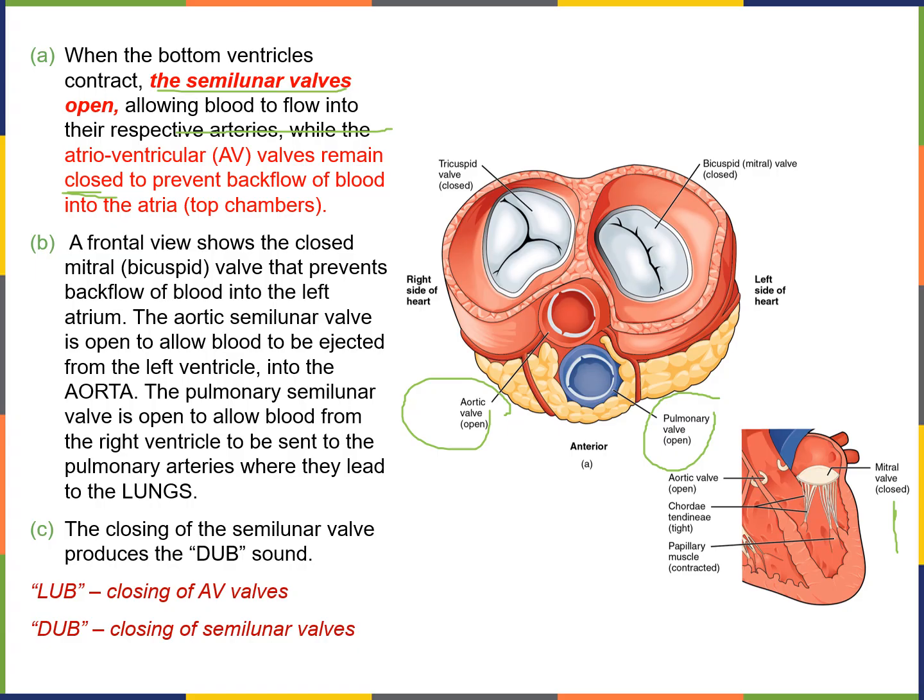And the chordae tendineae, the heartstrings, they are pulled taut. And by doing so, they keep the flaps on those two AV valves nice and tight so that no blood can go back from a ventricle into an atria. So the closing of the semilunar valve produces the other heart sound, which is called the dub sound.